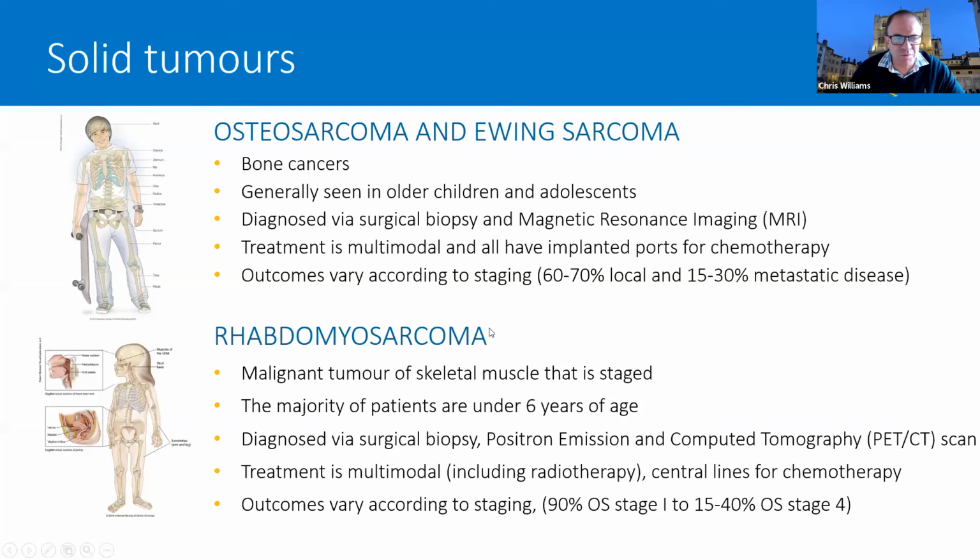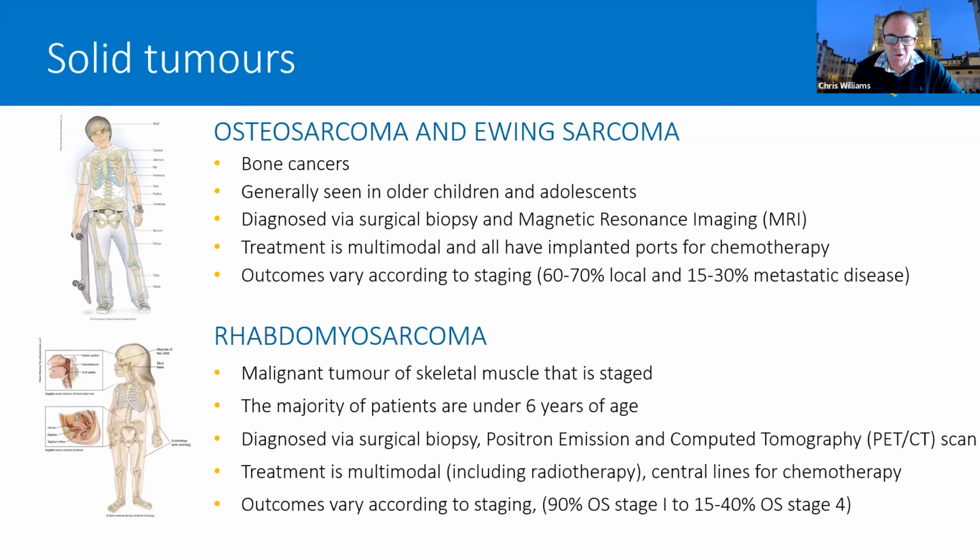Rhabdomyosarcoma is a second group of solid tumours we see, and these are tumours of rhabdomyo, which is like malignant tumours of skeletal muscle. They are all staged, so you'll get a stage 1, stage 2, stage 3, stage 4. The majority of these are very, very little children. This is incredibly rare in older patients and in adults. Again, biopsies are the standard of care for diagnosis, along with different kinds of scans, PET scans, CT scans. Treatment's very multimodal, so they will be over at Peter Mac, and they'll have central lines for their therapy.